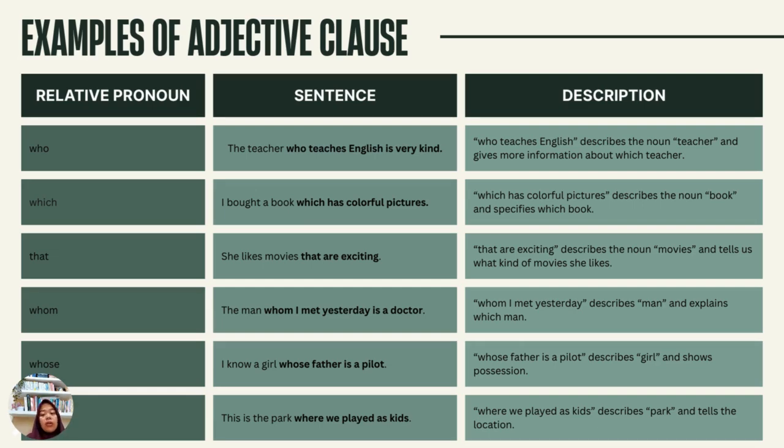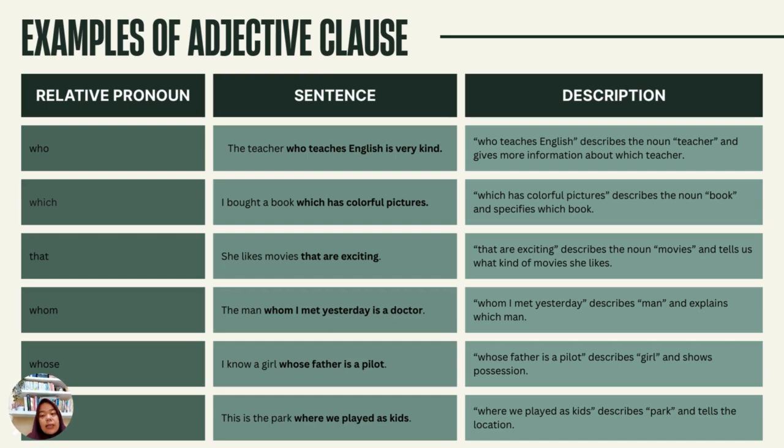And then the third example: She likes movies that are exciting. The relative pronoun in that sentence is that. The clause that are exciting describes the noun movies. It tells us what kind of movies she likes.